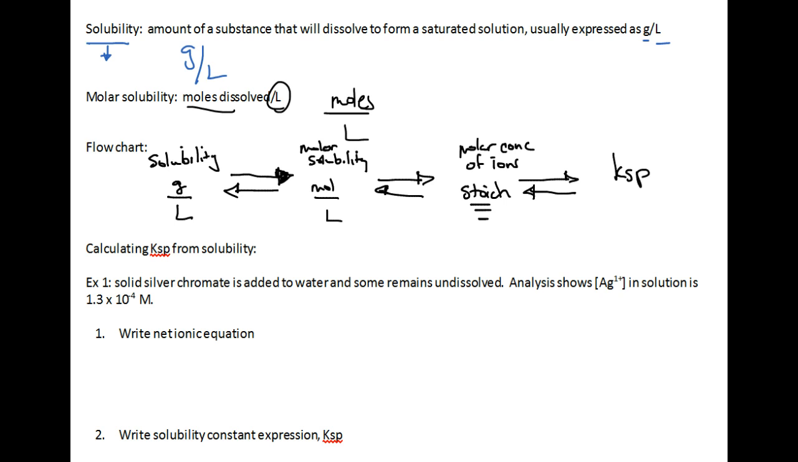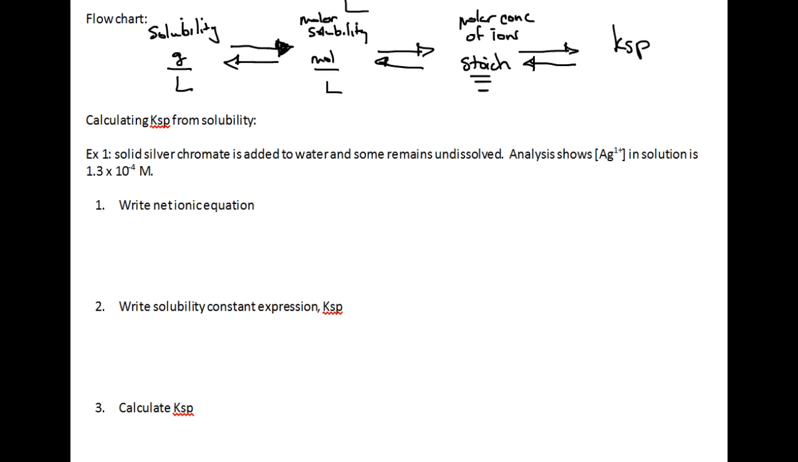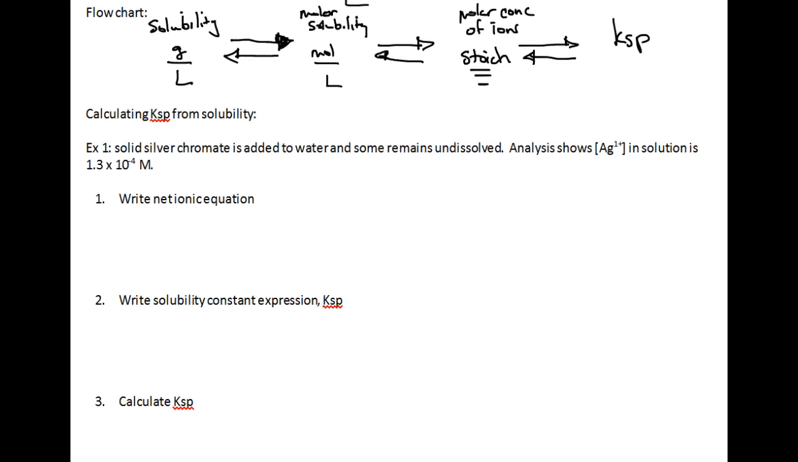So let's take a look at a quick problem that will allow us to use this flow chart. So, calculating KSP from solubility. We have some solid silver chromate being added to water, and some of it remains undissolved. That's letting us know that this is a saturated solution. Analysis shows that the silver ion concentration in solution is 1.3 times 10 to the negative 4th molar. Just because they're telling us the analysis shows and we're just getting an ion, this is going to be our molar concentration of an ion. And so that's this part of the flow chart right here.